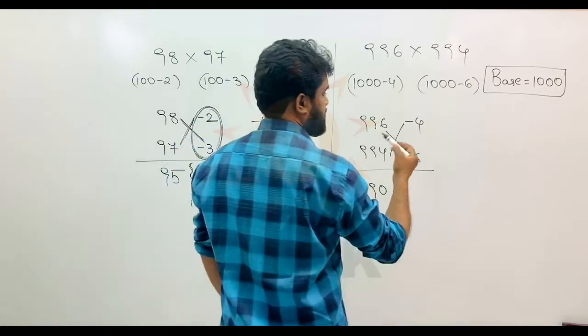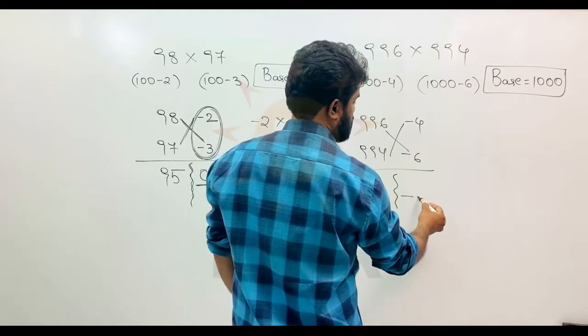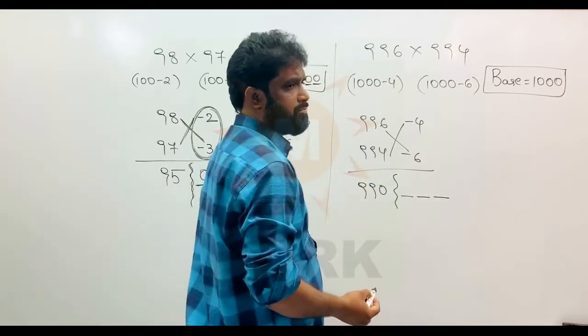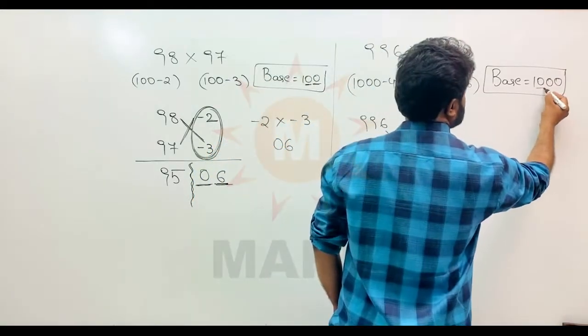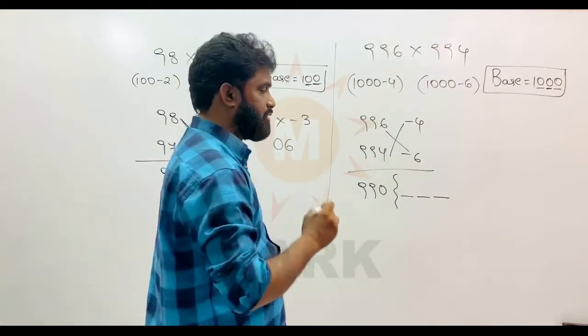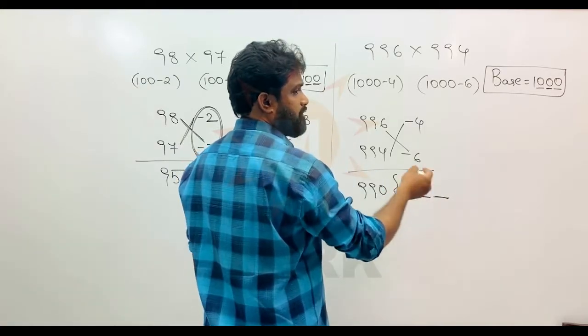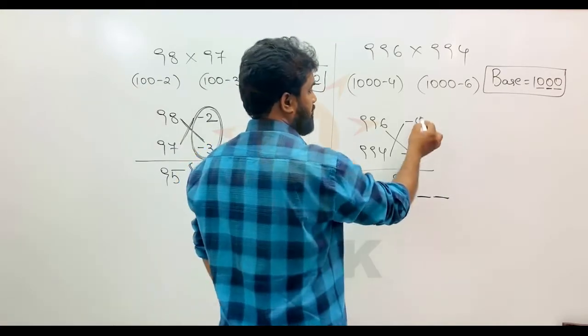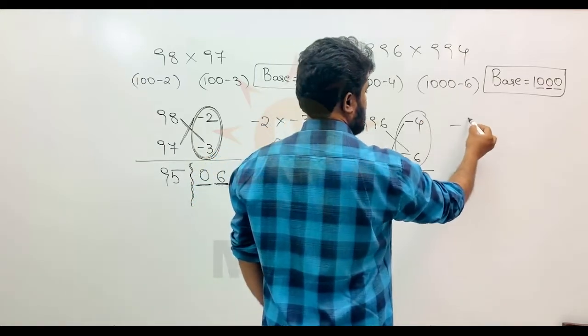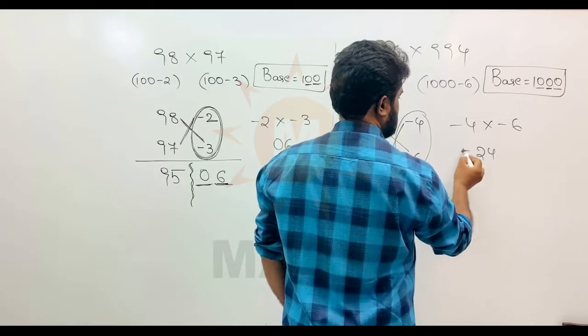Now coming to the right side part. What is the right side part? Before writing the right side part, how many slots should I make ready? 3 slots I should make ready because my base number is 1000. In 1000, 3 zeros are there. That's why I made 3 slots ready. Now what should we fill in these slots? The product of these two numbers. What is the product of -4 into -6? That is +24.